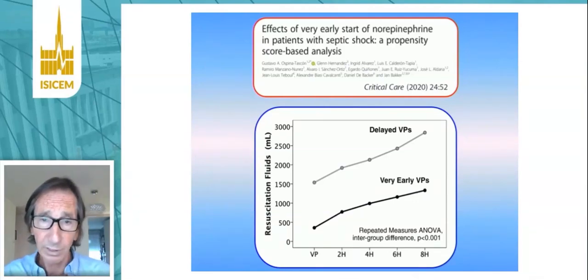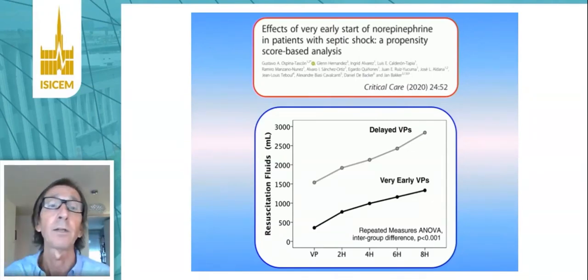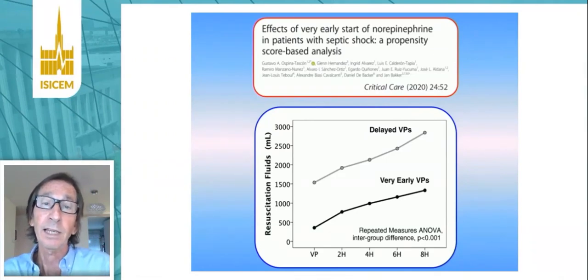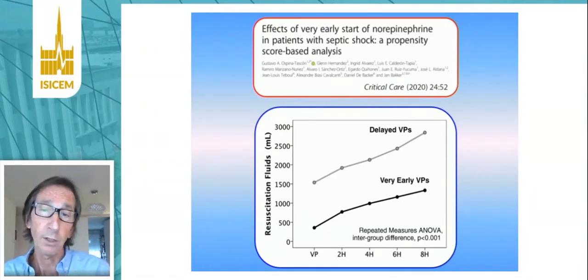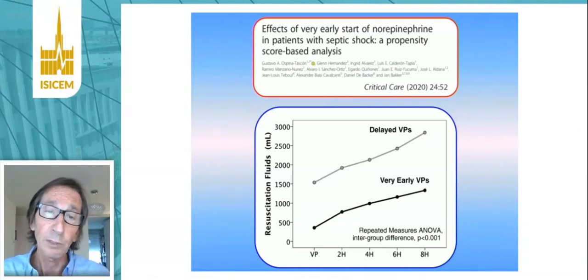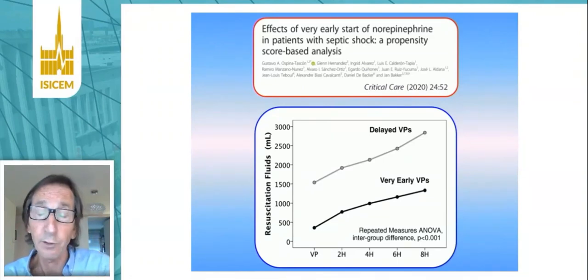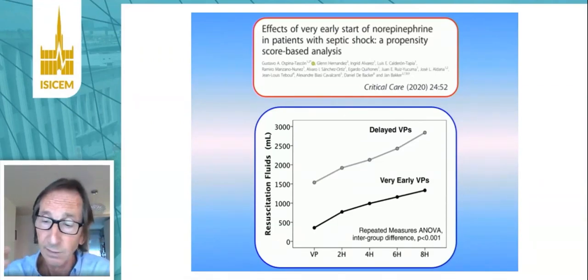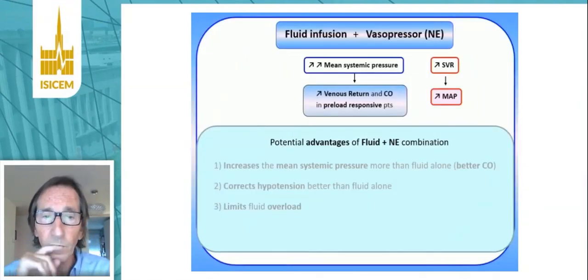And it is possible to reduce this accumulation of fluids by giving norepinephrine very early. This is a study we did with Gustavo Spina, Tascon, and others, where we compared the resuscitation fluids in patients who received very early norepinephrine, within the first hour after the first resuscitative fluid load, compared to delayed norepinephrine, and there was less volume of fluids when we gave it early.